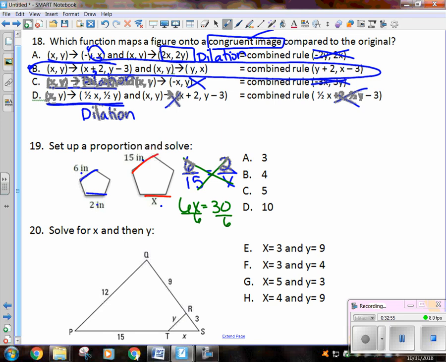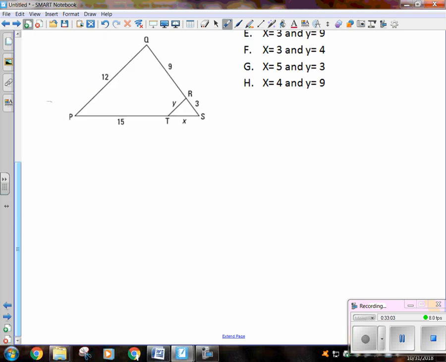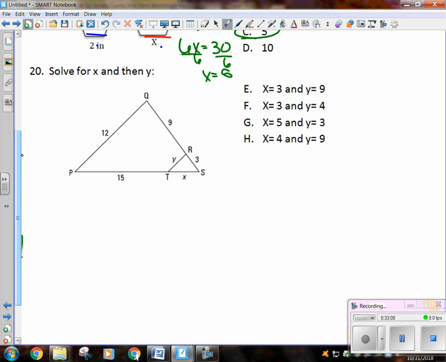Divide out the 6, x is equal to 5. Solve for x and then y. This one can be misleading because there are actually 2 different things going on here, and I picked one problem that's going to review 2 things.